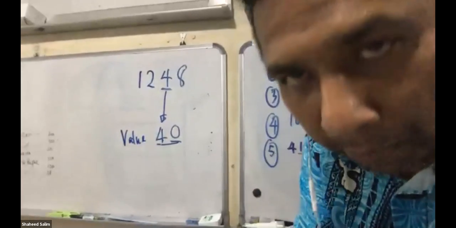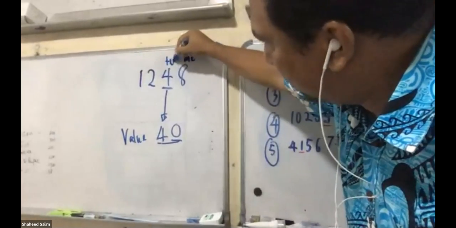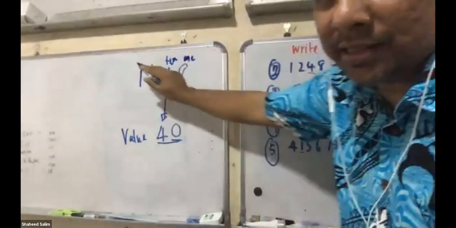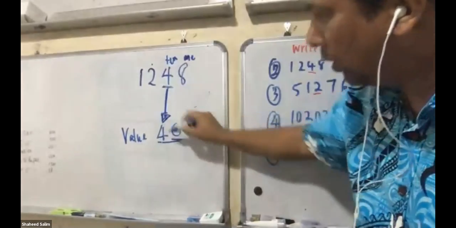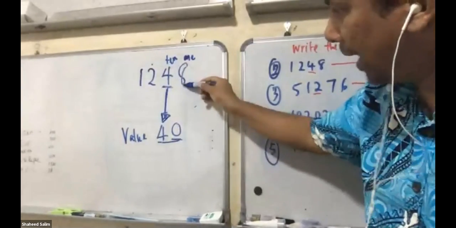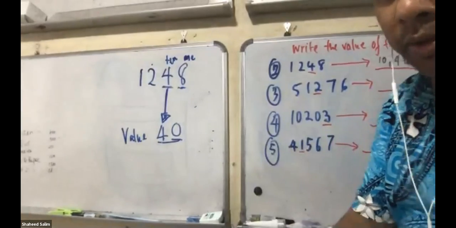But if they ask you for place, it's different. Place, this is ones place. This is tens place. This is 100 place. This is 1,000 place. If they ask you for value, you draw an arrow and then you write the 4. If there's some digit here, write a 0. Okay, we try the next one now.